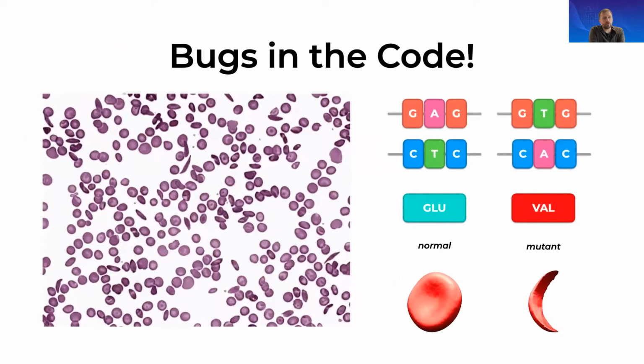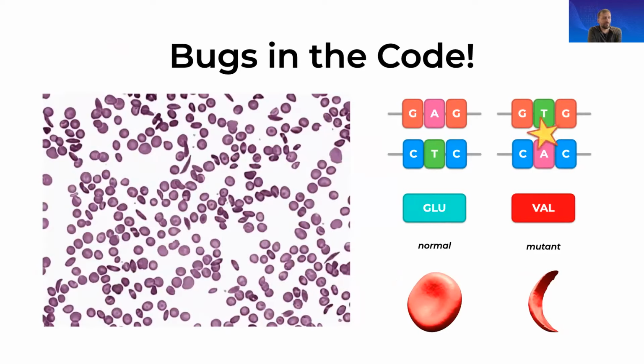So essentially what we're looking for is, if we are thinking about the DNA code as a specific instruction about a protein or about a gene, we are looking for bugs in the code that change how that protein or that gene works. And a good example of that is described here with the red blood cell. You have the normal red blood cell, or you have the mutant, and that leads to disease.